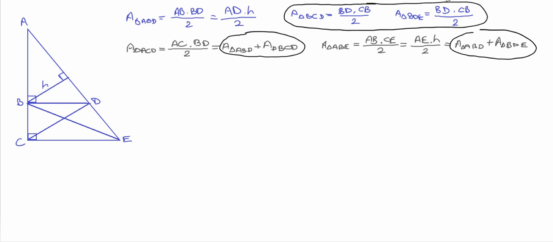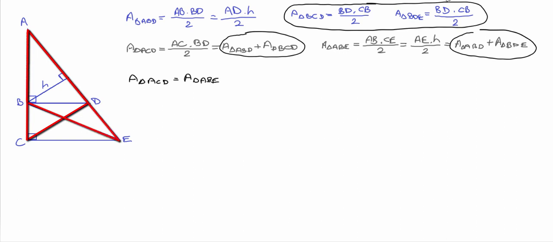Now I want you to be careful about something here. The area of the triangle ACD is equal to the sum of the areas of ABD and BCD, and the area of the triangle ABE is the sum of the triangles ABD and BDE. Now we can see that ABD areas are common, and also we have proven that the area of the triangle BCD is equal to the area of the triangle BDE. On one side we have BCD, on the other side we have BDE. Then we can actually say that the area of the triangle ACD is equal to the area of the triangle ABE.